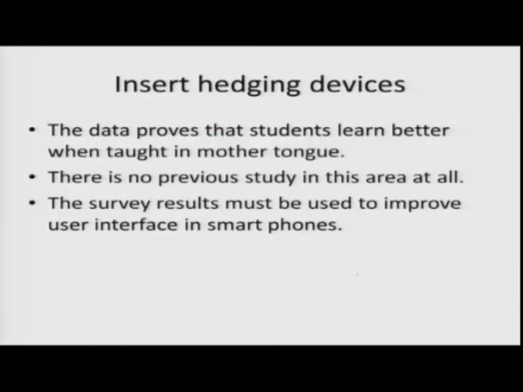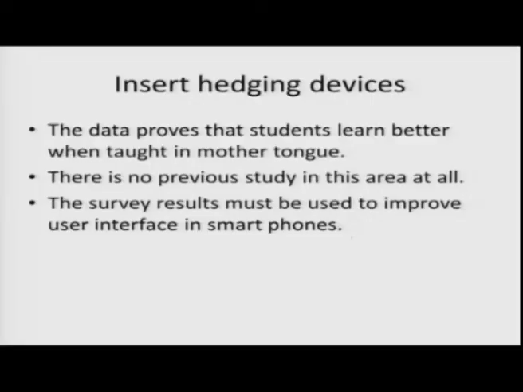Now, let us do another exercise. Here are some sentences and these do not have any hedging devices. So, let us read these and insert a hedging device to tone down the claims. The data proves that students learn better when taught in mother tongue. So, the problem here is "prove".